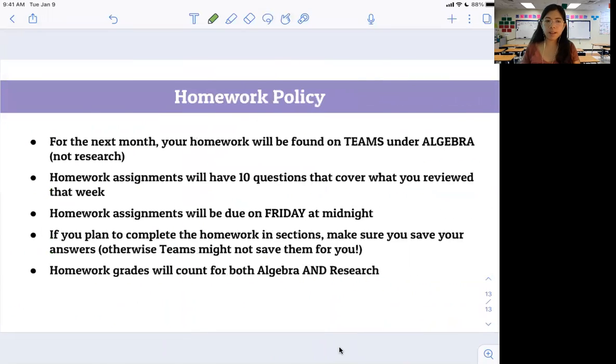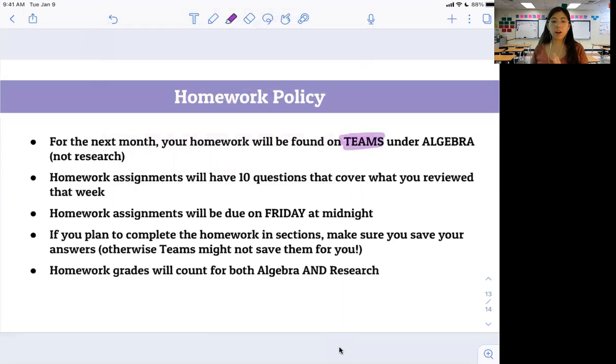Lastly, homework policies are changing a little bit for this last month. So this is the most important thing. Make sure you take a picture of the screen. For the next month, your homework will be found on Teams, not Khan Academy. It's going to be under your algebra period. So some of you are period 1, some of you are period 7. It's always going to be in your algebra period, not in your research period.